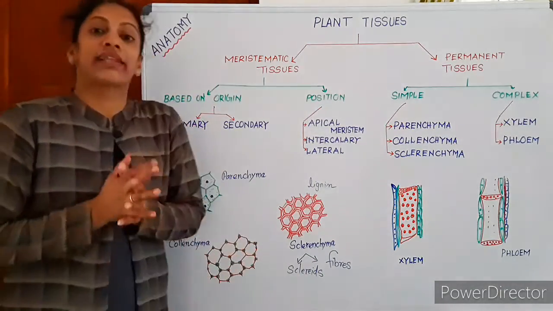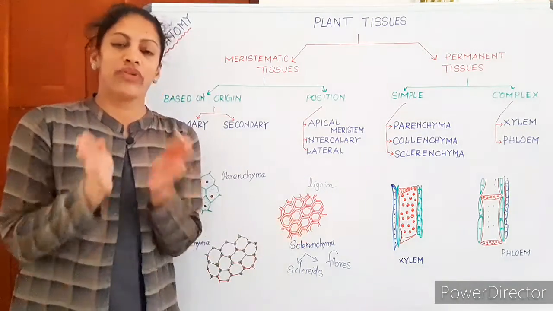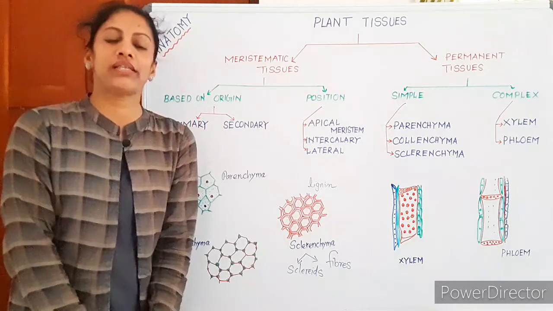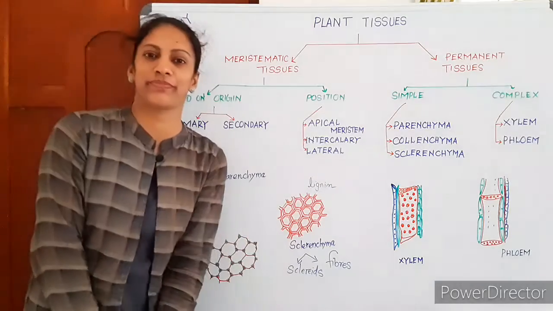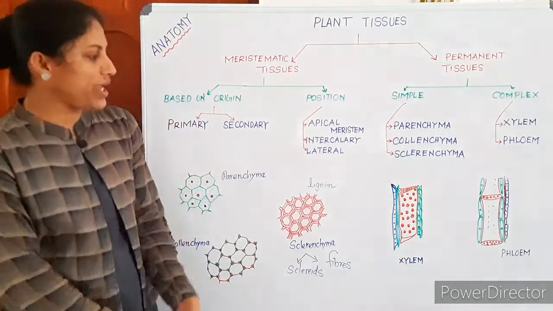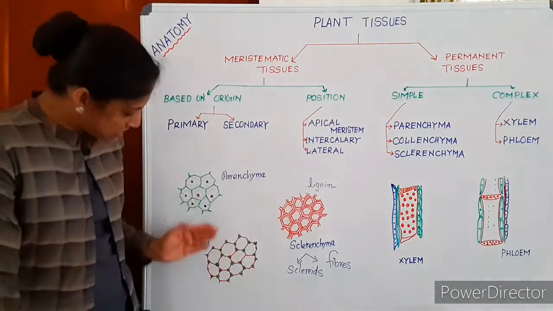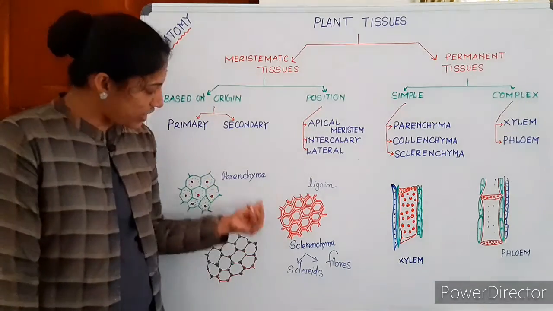So sclerenchyma is a plant tissue which is totally dead, with highly thickened cell walls. The cells have highly thickened cell walls with lignin deposits, that is, lignified cell walls. Then come to the complex tissue. Here you have seen all the cells in the tissue are similar, the same type of cells.